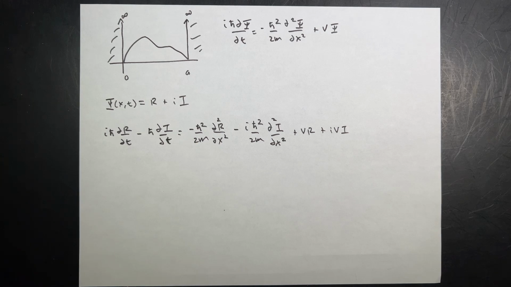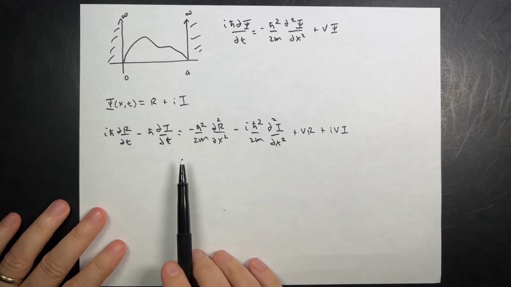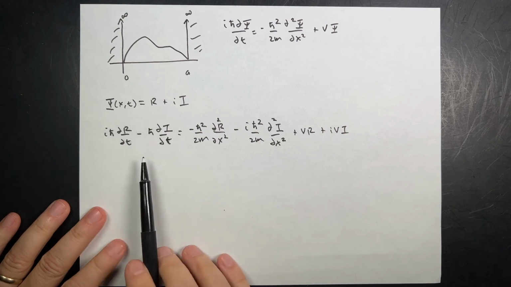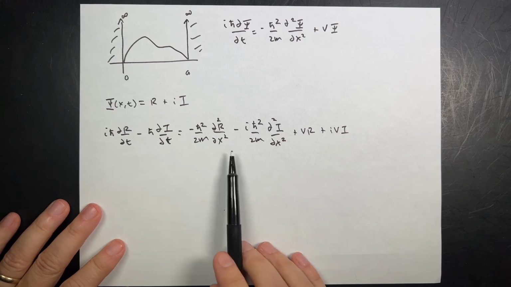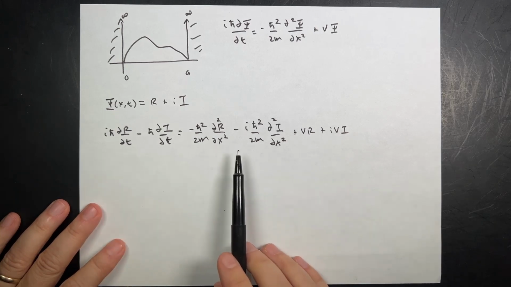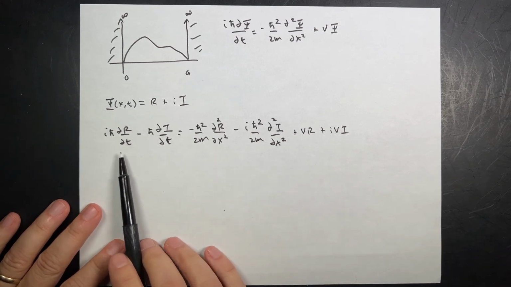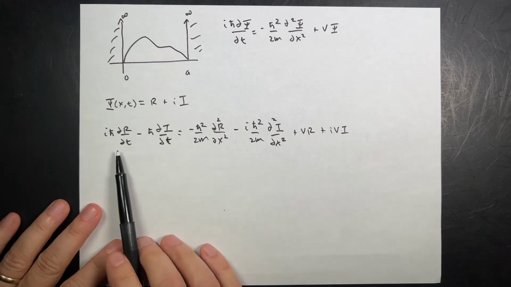But what we've done here is to make two equations, right? Because over here I have a real and a complex part. Over here I have a real and a complex part. In order for this to be an equation, the real stuff has to be equal to the real stuff. The imaginary stuff has to be equal to the imaginary stuff. So let's start with the imaginary stuff.